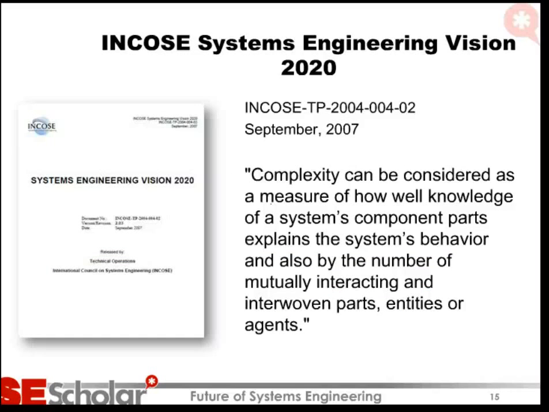So what I wanted to go through with you is how INCOSE has seen system engineering in the future for 2020. And in that vision statement that they put out about 7 years ago in 2007, they talk about complexity, which can be considered a measure of how well knowledge of the system's component parts explains the system behavior, and also by the number of mutually interacting, interwoven parts, entities, and agents. In other words, complexity should be measurable and should have a metric aspect to it.